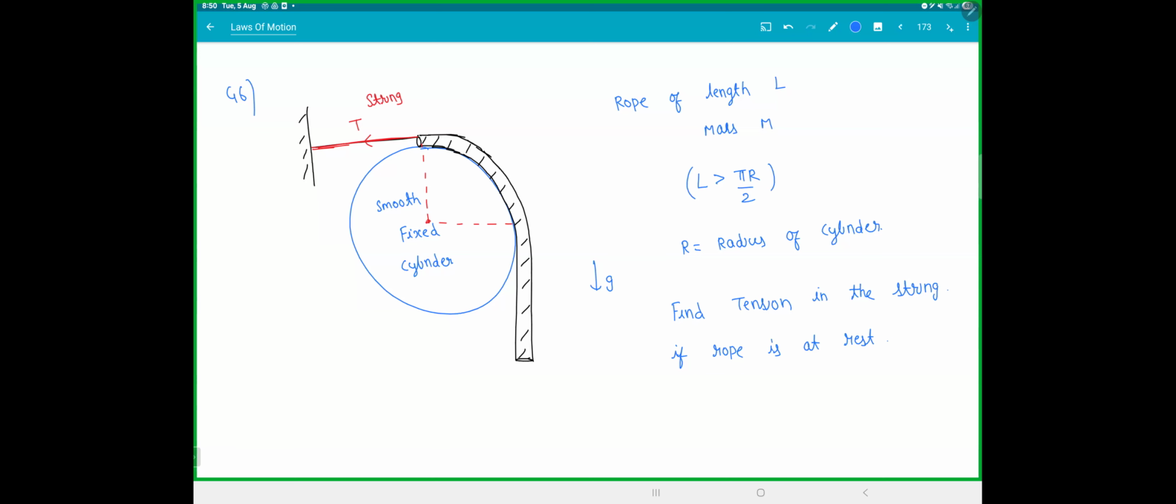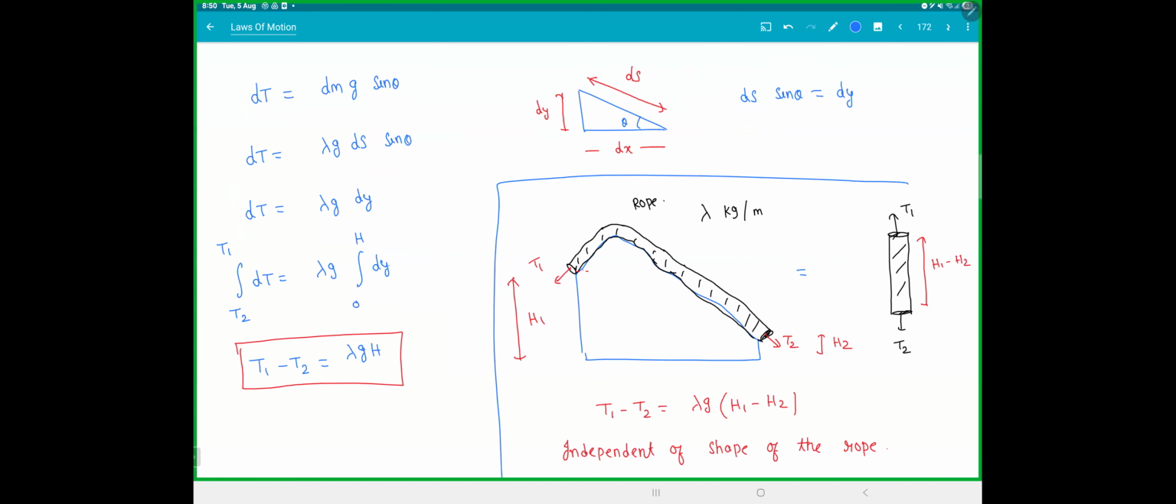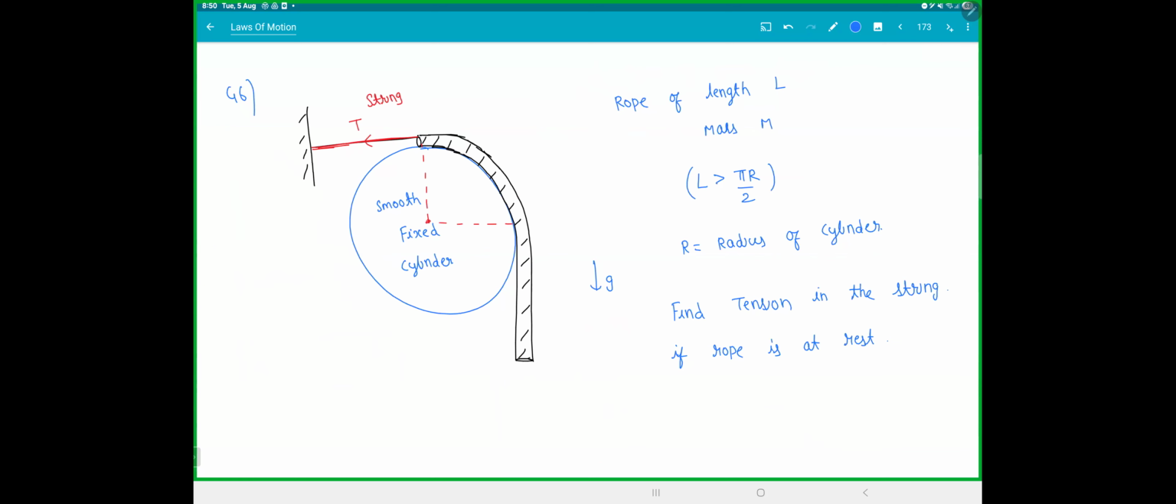So how do we use the previous result? That difference in tension T1 minus T2 is lambda g h. Try, you got 2 minutes. Now, in case you don't know the result, we can still integrate this, but if you know the result, it saves your time.